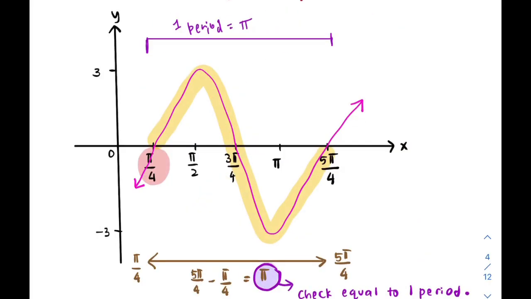As I mentioned before, we can always recheck our graph by taking the highest x-coordinate minus the lowest x-coordinate, which is the phase shift. So just take 5 pi over 4 minus pi over 4. So this will be equal to pi. So we have checked that this is equal to 1 period. So this is the graph of y equal to 3 sine (2x minus pi over 2).